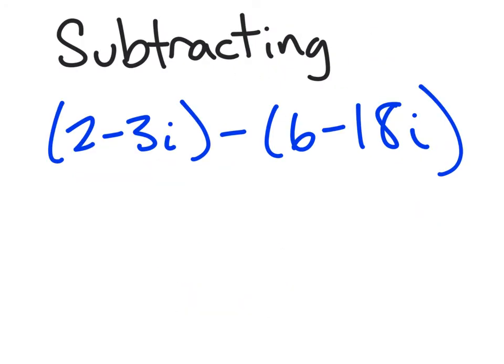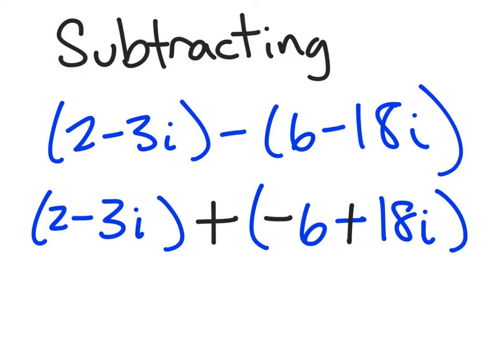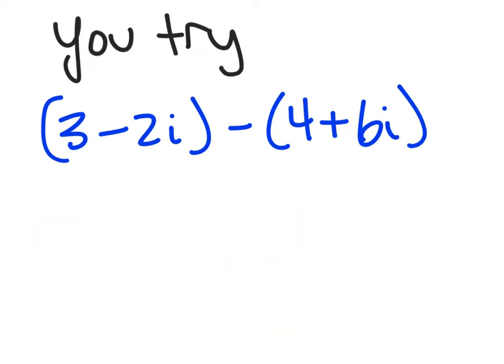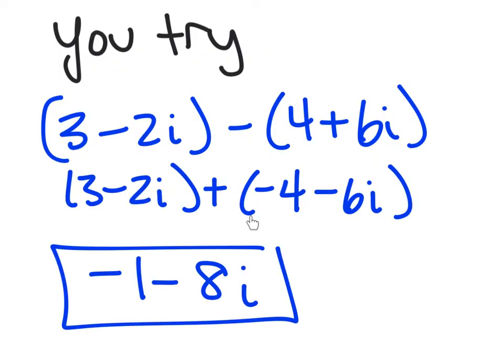So subtracting works the same way. But just like whenever we're adding and subtracting polynomials, we first want to distribute this negative and turn this into an addition problem. So as you can see here, changing the sign and distributing the negative makes this problem a lot easier. 2 plus -6 is -4. And -3i plus 18i is positive 15i. Here you go, you give it a try. After switching the signs, 3 minus 4 is -1, and -2 minus 6 is -8i.